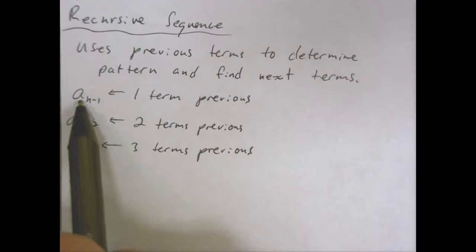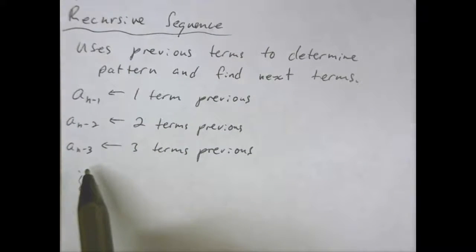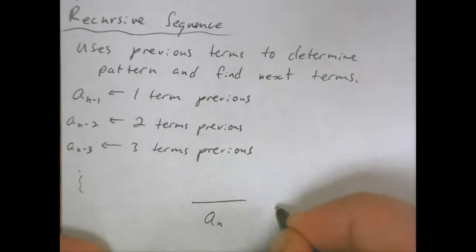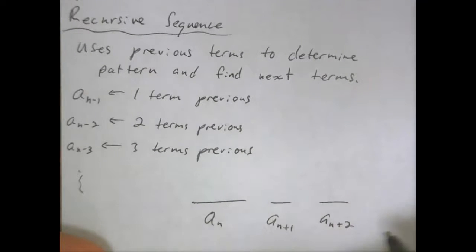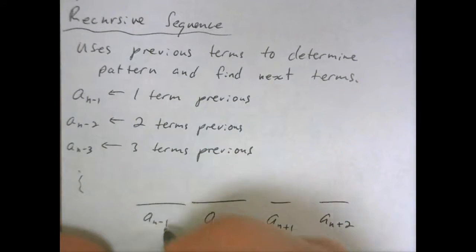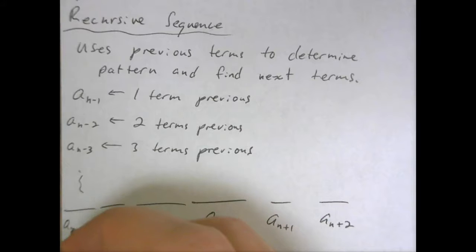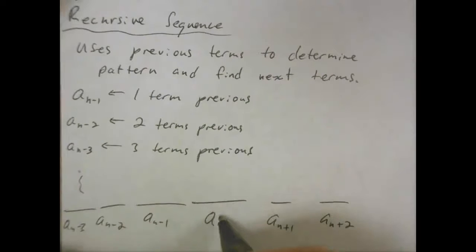But a sub n minus 1 would be the first term ago, or one term ago. A sub n minus 2 is 2 terms ago. A sub n minus 3 is 3 terms ago, right? So if you wrote your sequence, say we had a sub n, well, the next one would be a sub n plus 1, a sub n plus 2. Previous ones, a sub n minus 1, a sub n minus 2, a sub n minus 3, and so forth in both directions to infinity. But that is only in reference to whichever one you are talking about.